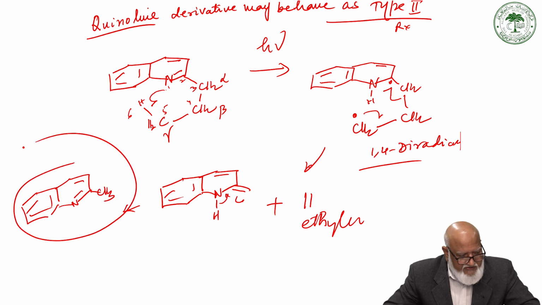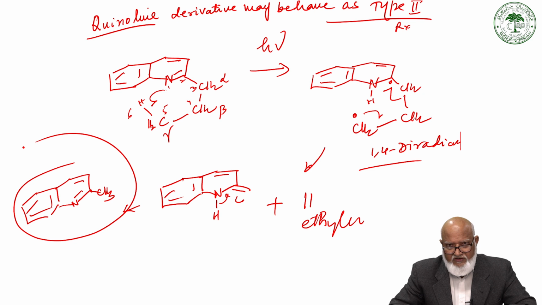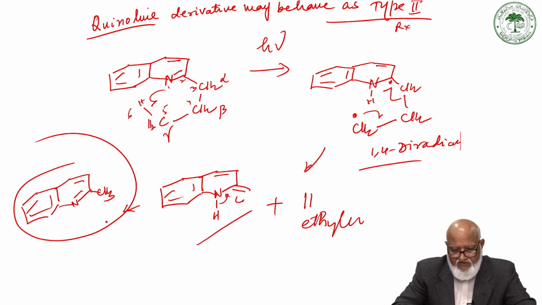This type of photoreaction has also been reported in the case of cyclic quinoline derivatives, if we have a proper side chain substituent at the 2 position, which is nicely set for gamma hydrogen abstraction by the excited C double bond N under photolytic condition to generate a 1,4 diradical. This undergoes loss of ethylene, giving an exocyclic double bond, and aromatization takes place very fast because it is going to give this.